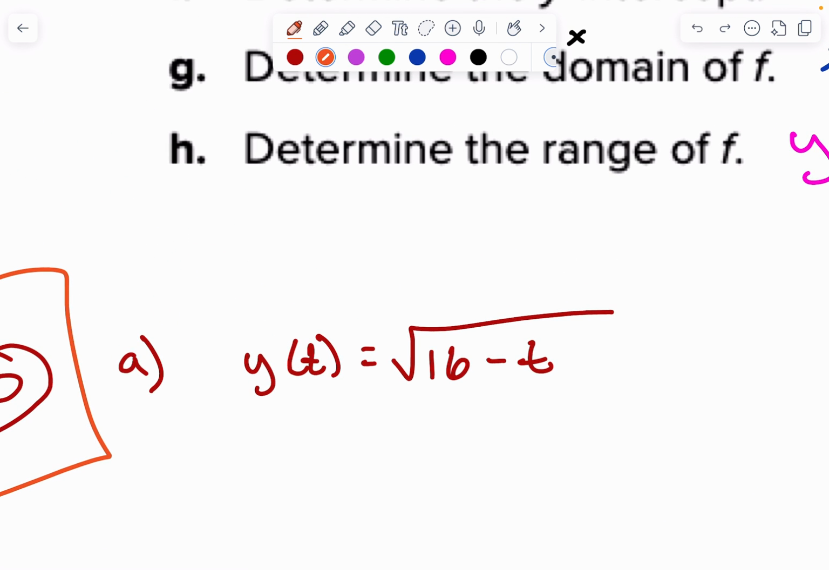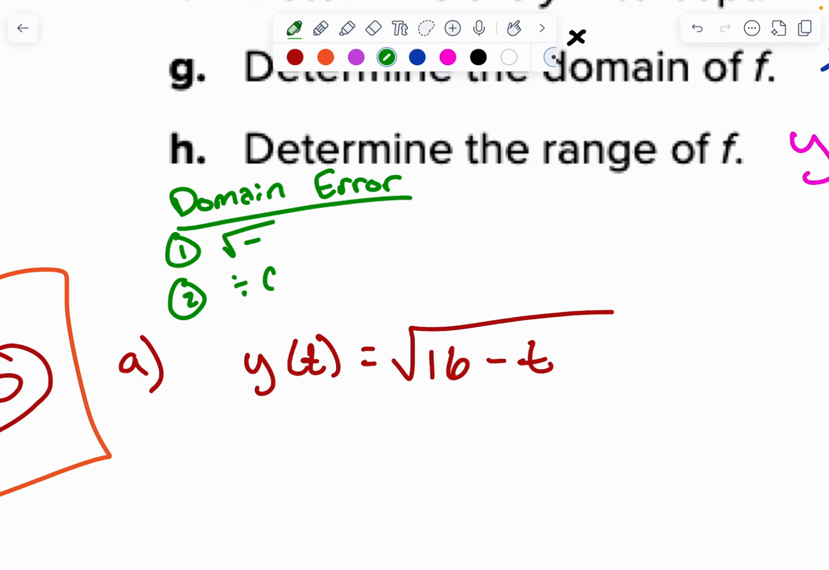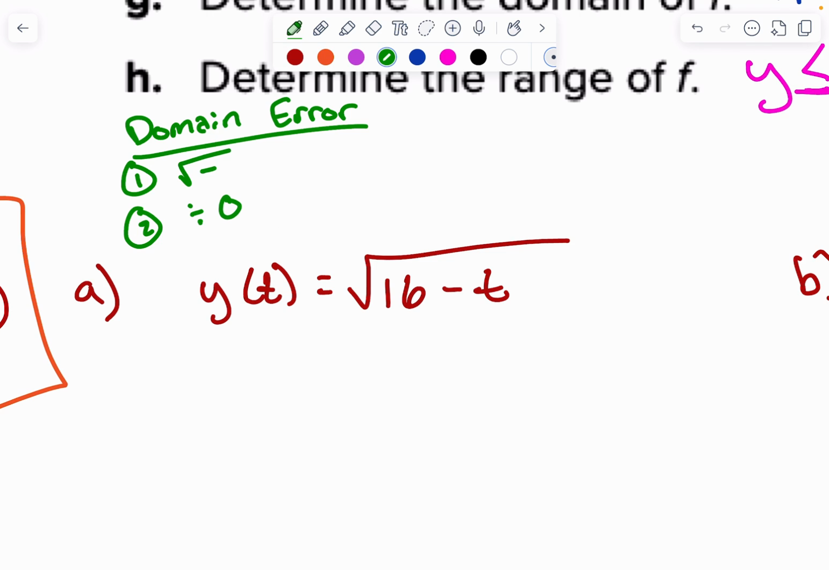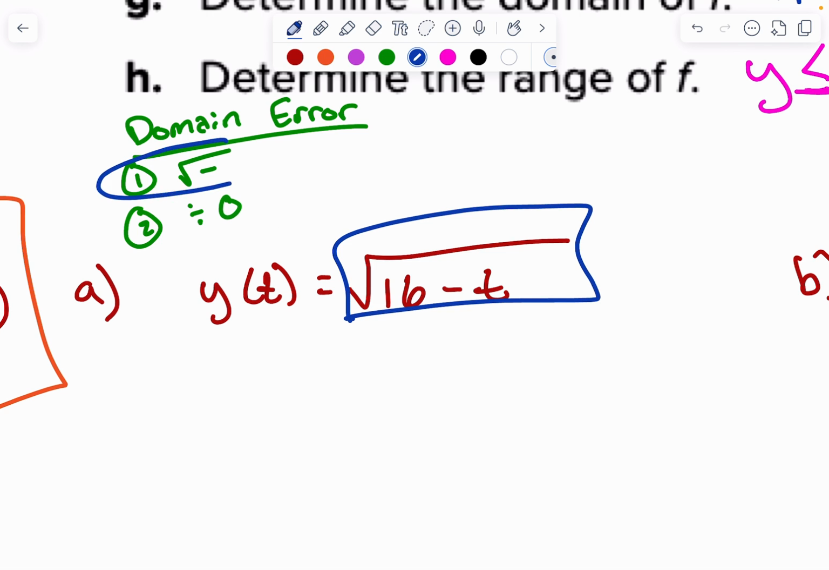I'm just going to put a little reminder of the two things that we're looking for, the things that mess up a domain. Number one is a negative inside of a square root, and number two is dividing by 0, or vice versa, whichever order. When we're looking at part A, we want to make sure that number one doesn't happen. We don't want a negative inside of a square root, okay?